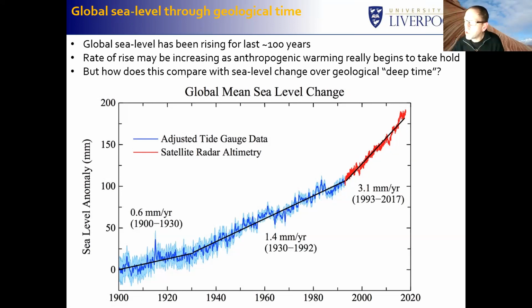change through time. And you can see those things have given us this sea level curve, which you can break into a series of straight lines, which give these kind of rates. So in the early part of the 20th century, it was 0.6 millimeters per year. Now it's about 3.1 millimeters per year.